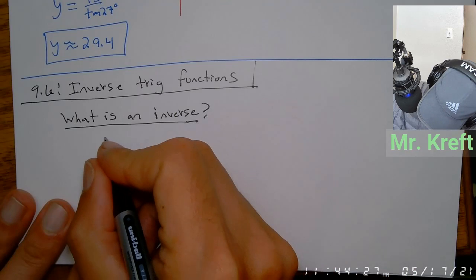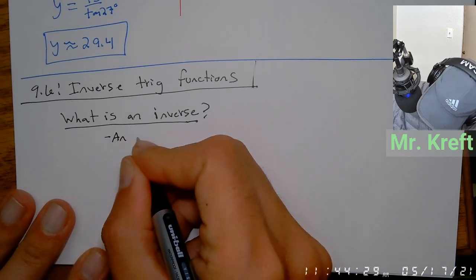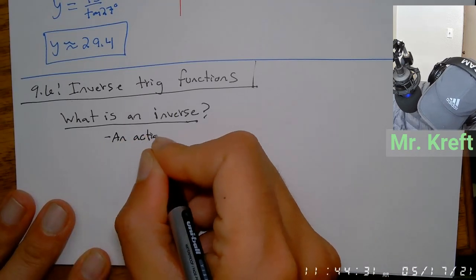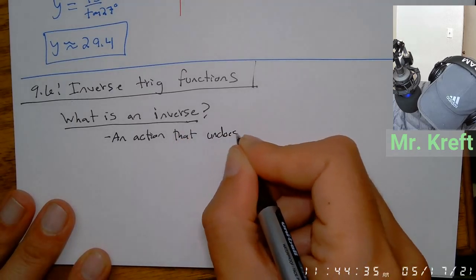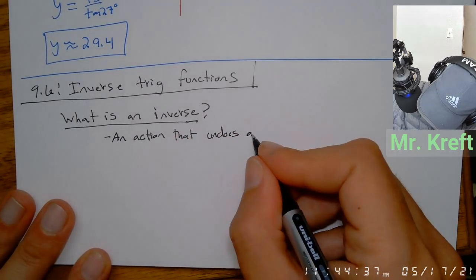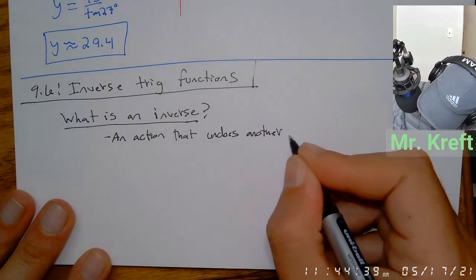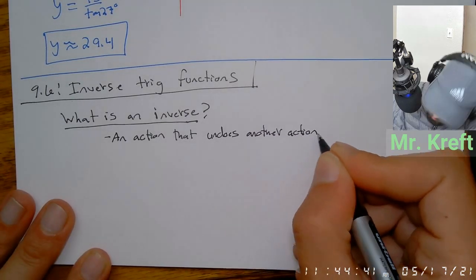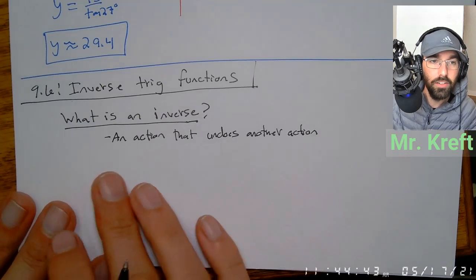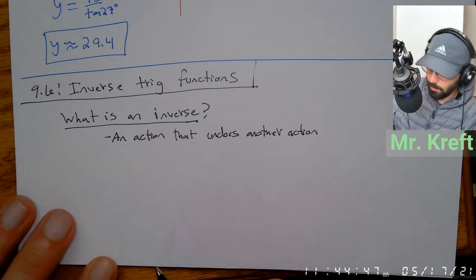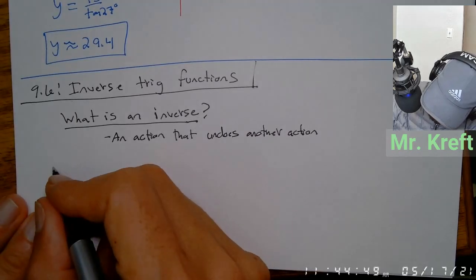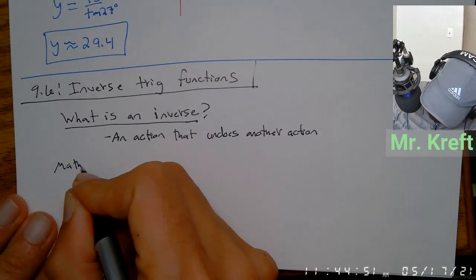Okay. The other issue is what does this mean mathematically, right? So we can think of it as something that undoes another thing. An action that undoes another action. Okay, so an action that undoes another action. So what are some examples in math? So let's take a look at some math examples.